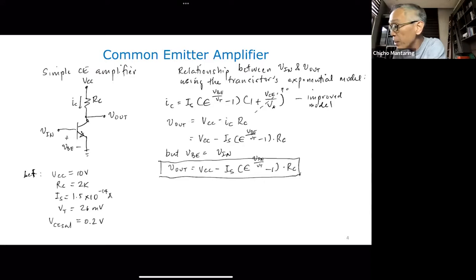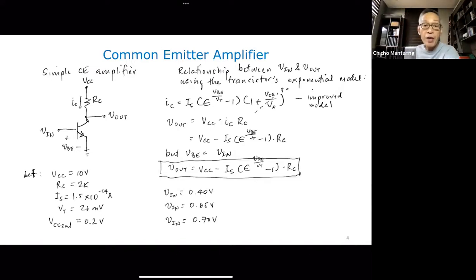Let's compute for the value of V out for different values of V in. So let's do it for V in equal to 0.4 volts, V in equal to 0.65 volts, and V in equal to 0.70 volts. So let's start with V in equal to 0.4 volts. Can somebody tell me what the value of V out is going to be?